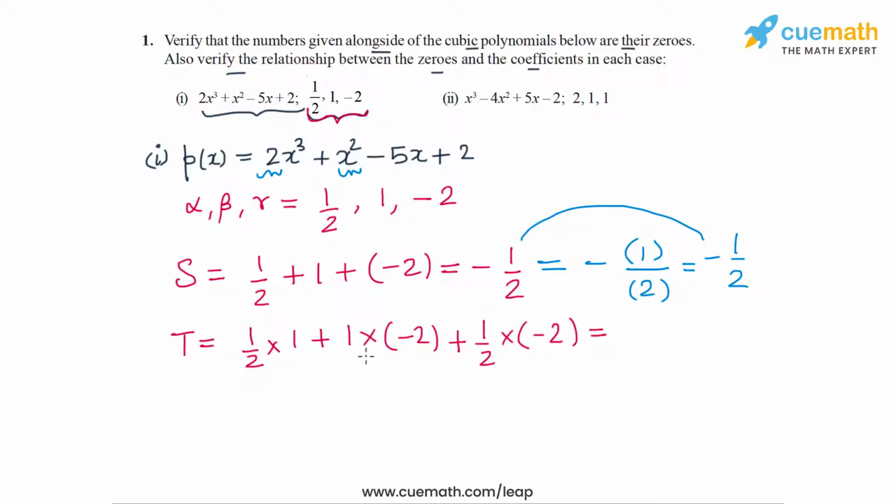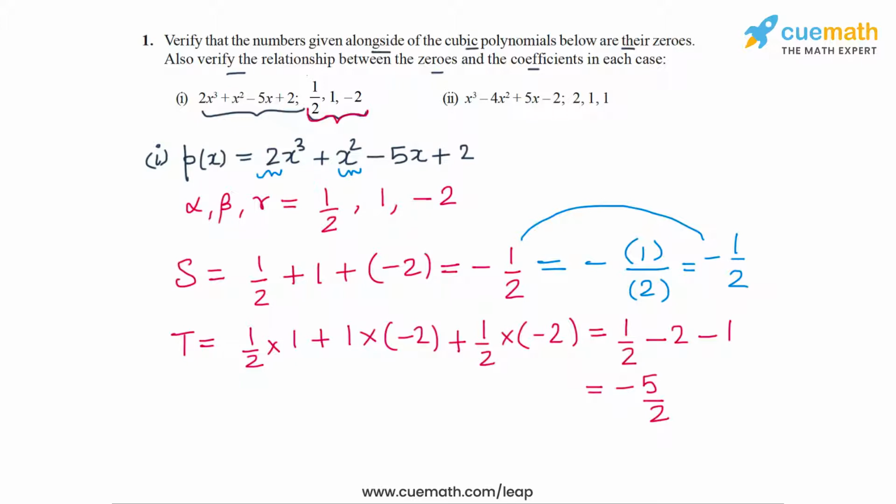The second term is minus 2. So let's write it down. So half, and then we have minus 2, and then we have minus 1. So half minus 3 or minus 5 by 2. So this is the sum of the zeros taken 2 at a time, calculated from the zeros themselves.